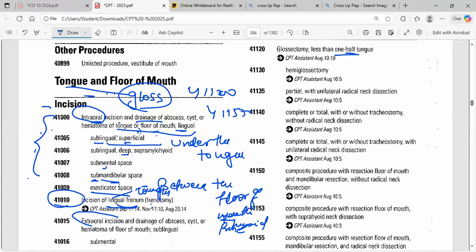So if less than one half, 41120. If it is a half tongue removal, 41130. So basically these codes are based on the extent of the tissue removed, so we have to see how much tissue has been removed. This one is partial, complete, with or without tracheostomy. Tracheostomy means creating an opening in the trachea.